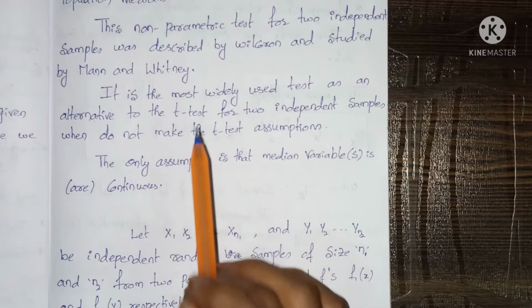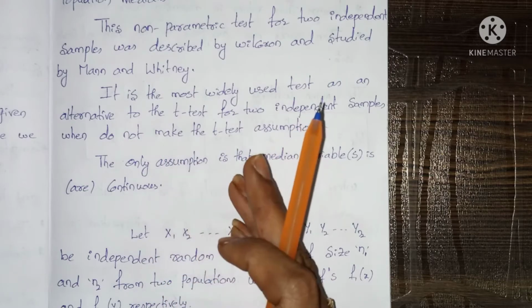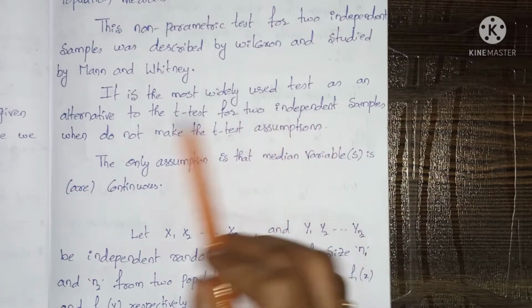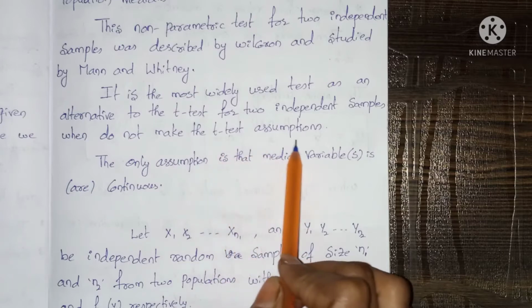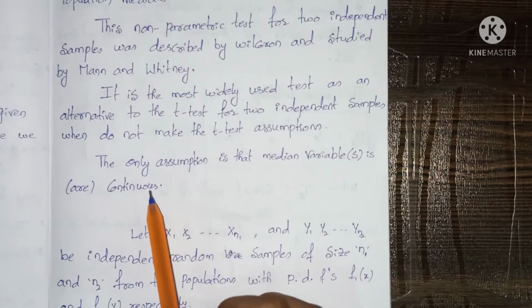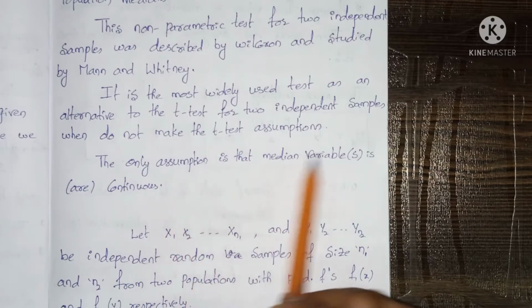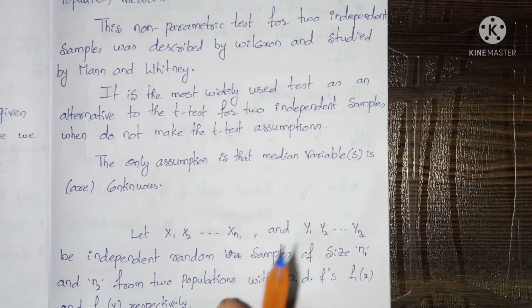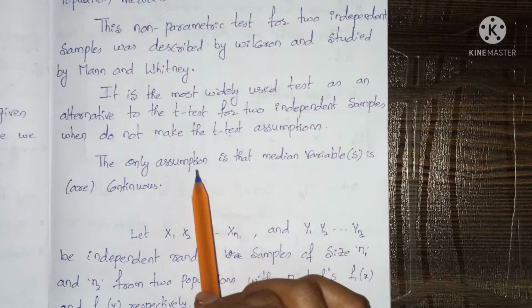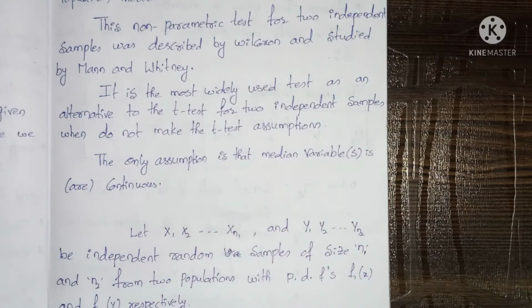Why do we have to use it instead of the t-test? The t-test is there, no? Then why go for the Mann-Whitney U-test? Because we use it when we cannot make the t-test assumptions. One of the main assumptions is that the t-test is applicable only for continuous variables. If the variables are discrete, the t-test is not used. At that time, the Mann-Whitney U-test is used to compare the population medians of independent samples.